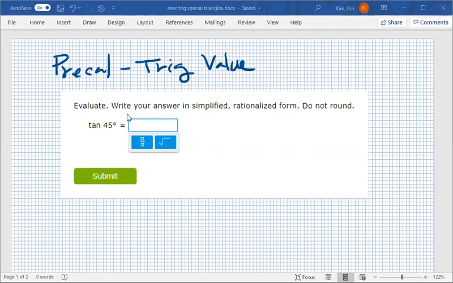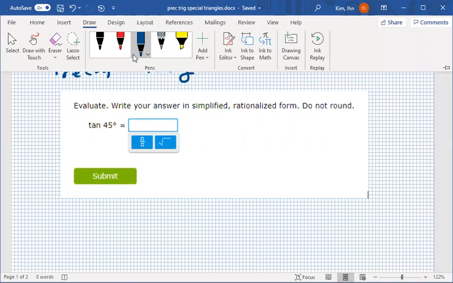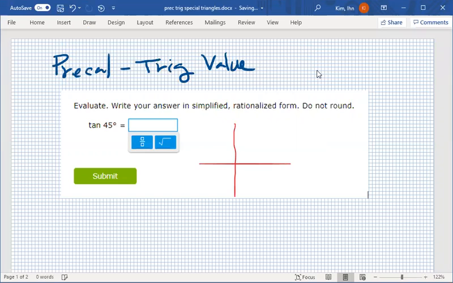It says, evaluate. Write your answer in simplified, rationalized form, and do not round. Okay, so let's go ahead and look at this. So where is tangent of 45? Well, in order to do this, where is 45 degrees? Well, 45 degrees is going to be right over here in the first quadrant, right?